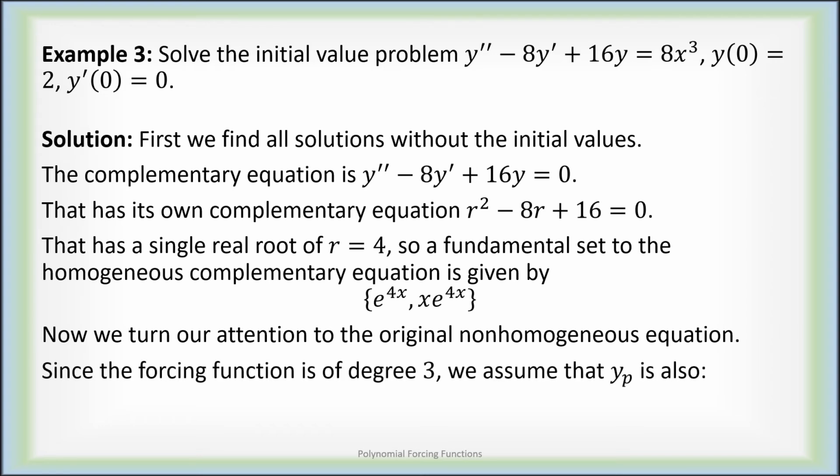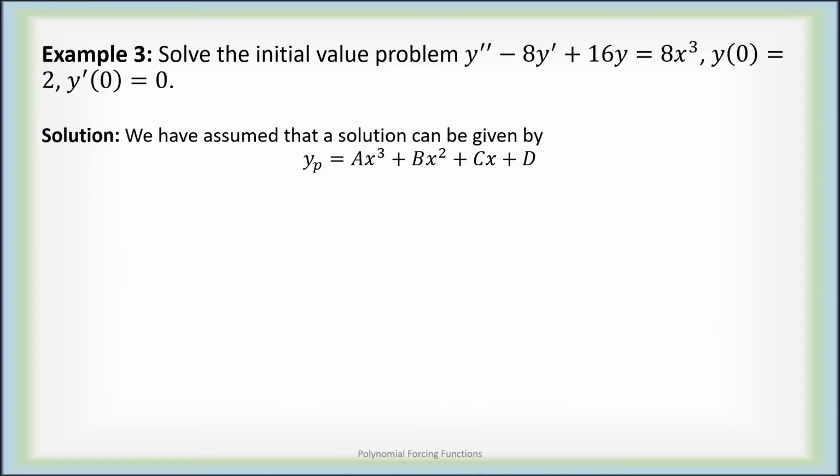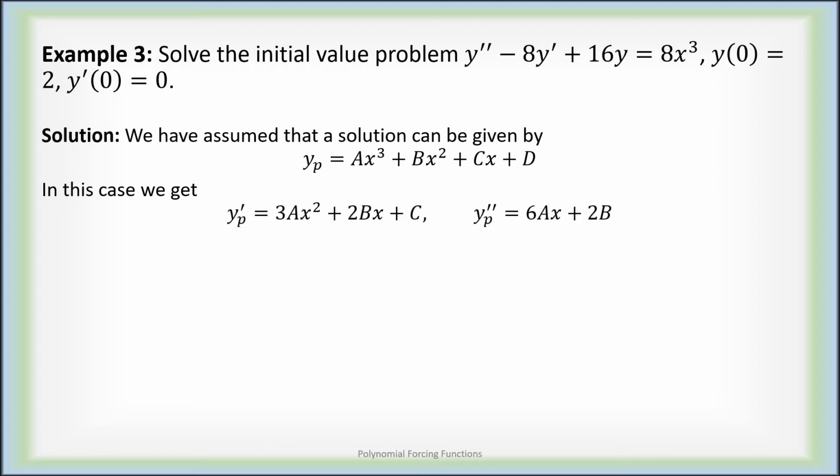Now the forcing function is of degree 3, 8x cubed. So we assume that our particular solution is also a polynomial of degree 3, which must be something times x cubed plus something x squared plus something times x plus some constant term. So we've assumed that a particular solution is given by a generic cubic polynomial. We can compute derivatives of this pretty easily. Here's the first and second derivative.